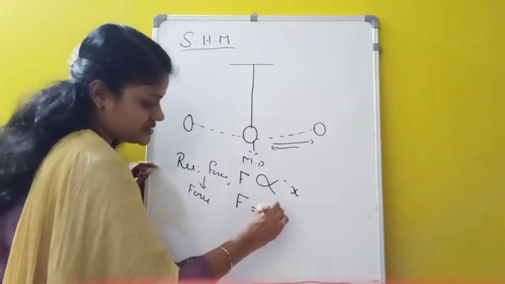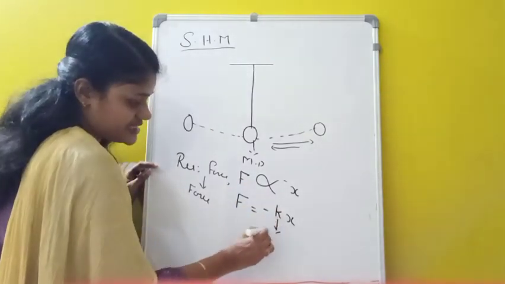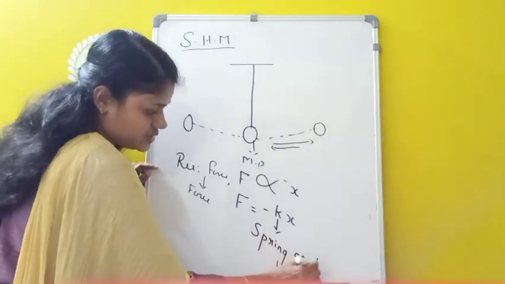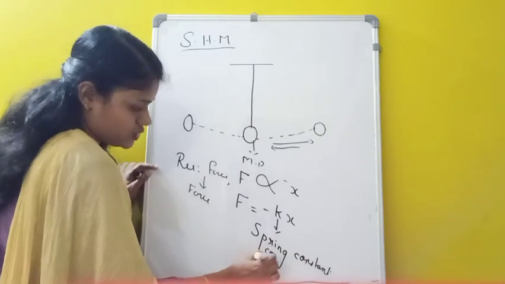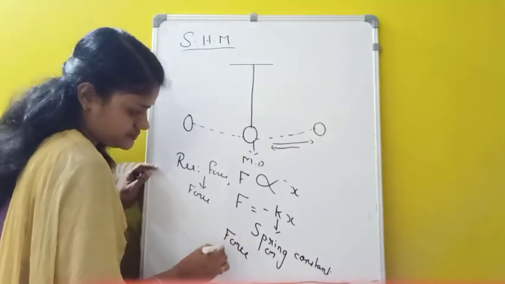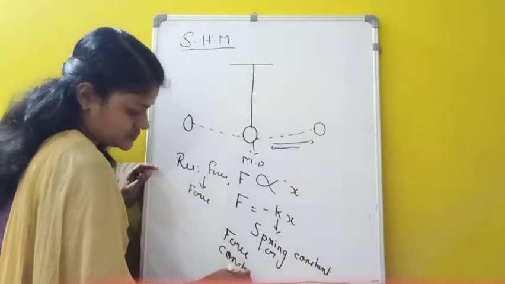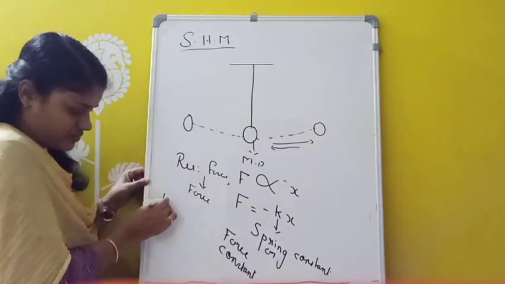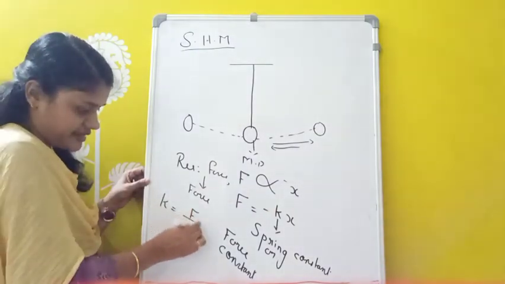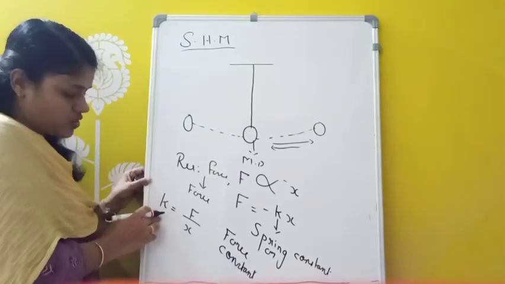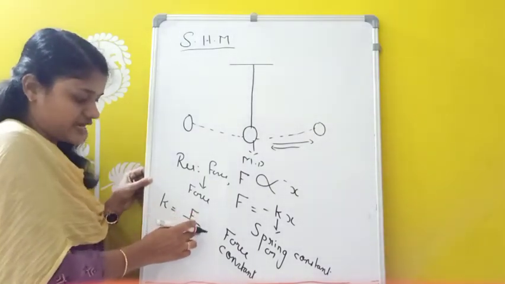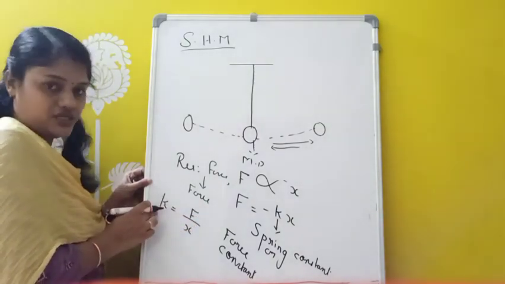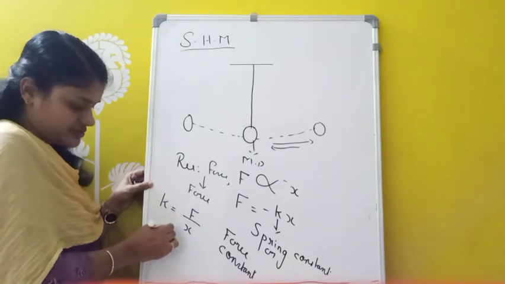Or we can write F equals, so I am removing the proportional sign and multiplying by a constant. So F equals minus k into x, where this k is called the spring constant or force constant, and this force constant can be defined as, so from this how will you write k? Force constant k equals F by x. So this force constant or spring constant is defined as the restoring force acting per unit displacement. Restoring force acting per unit displacement is called which one? This spring constant.